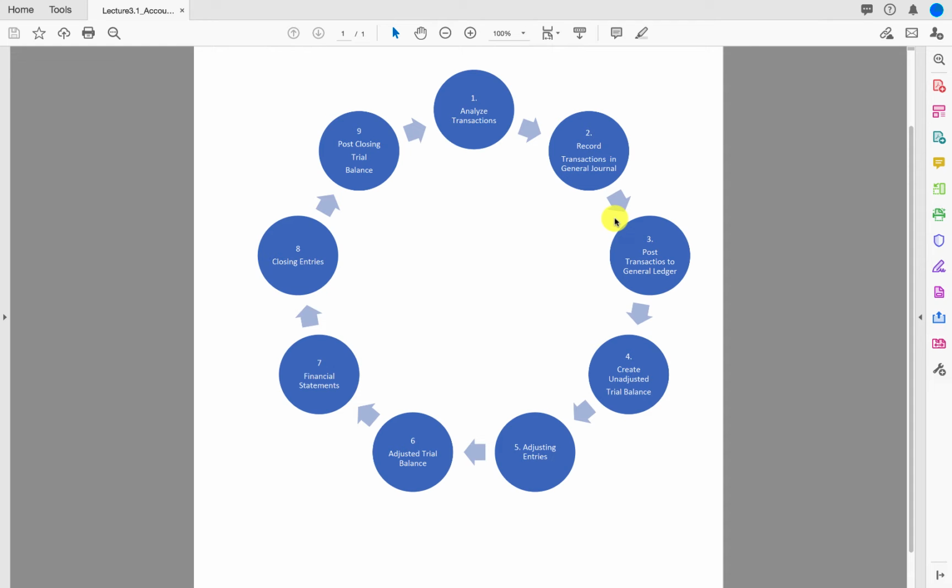In this video, we will continue where we left off, and we will start building the financial statements, which is step 7. So we're going to skip from step 4 to step 7. Next chapter, we're going to do the adjusting entries and adjusted trial balance. So we analyzed transactions, we recorded transactions to the general journal, we posted to the general ledger, we created the unadjusted trial balance, and after that, we're going to jump to the financial statements.